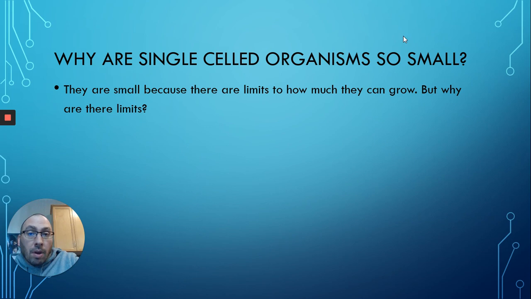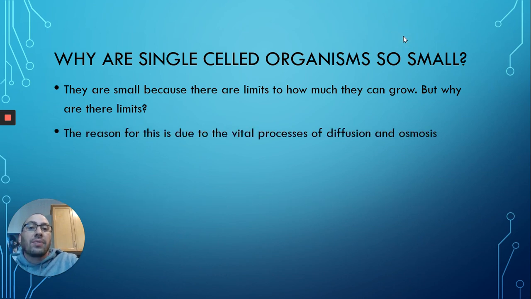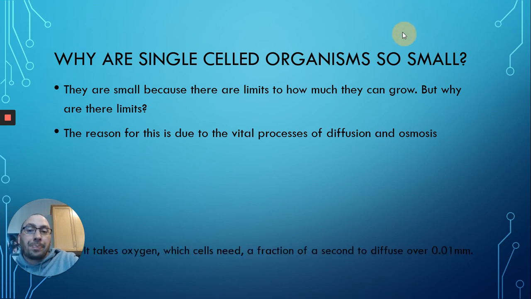They are small simply because there's limits to how much they can grow. They can only grow so large. But why do you think there's these limits? Why can't they get any bigger? The reason for this is because of vital processes. The vital processes that we're going to talk about here are diffusion and osmosis, which hopefully you are all experts on after watching the egg videos.